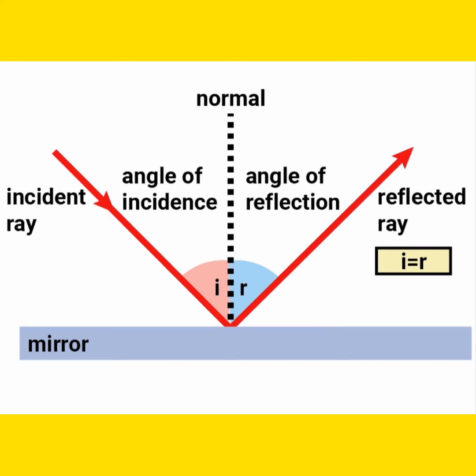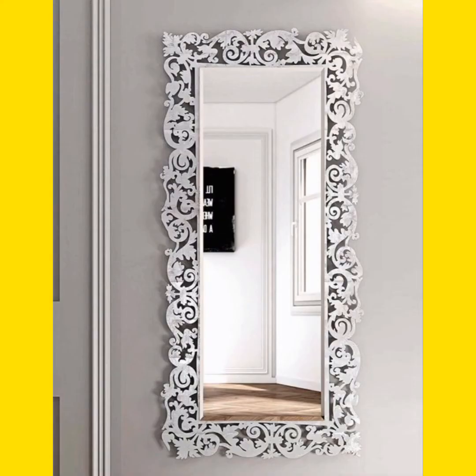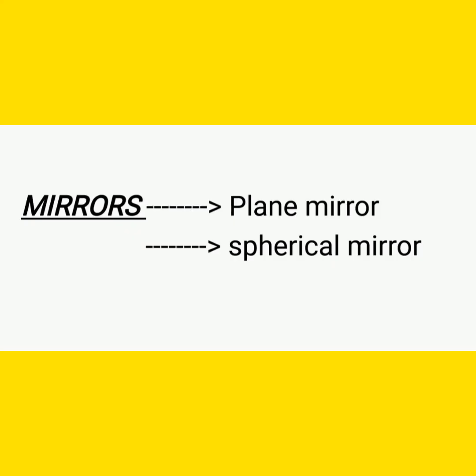Next, where can reflection occur? We have seen what is meant by reflection, the laws of reflection, and the keywords in reflection. Now, reflection can be seen only in mirrors or polished surfaces. Mirrors are of two types: one is the plane mirror and one is the spherical mirror.